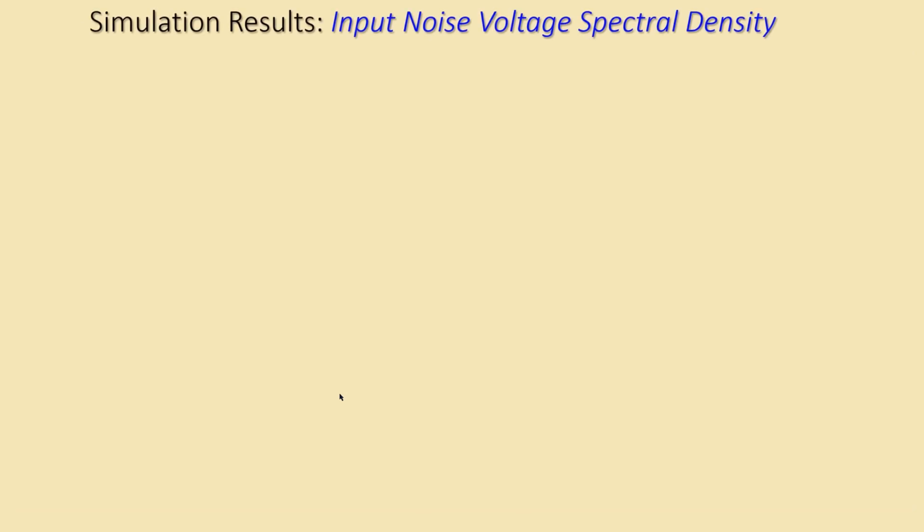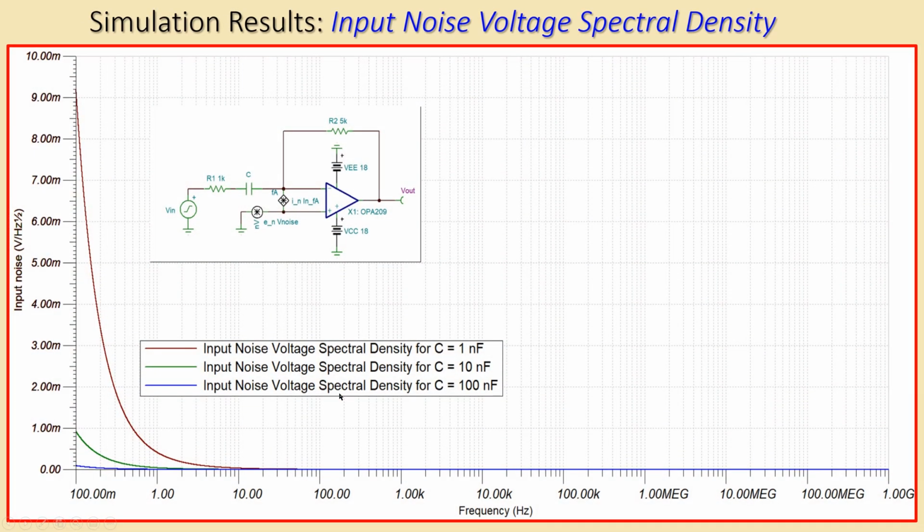Okay, now the next one is the input noise voltage spectral density. You can see for each capacitor value that we have a dark red line, which is for the capacitor of 1 nanofarad, this is for 10 nanofarads, and the blue line is for 100 nanofarads. Now, if the capacitor value is increasing, you will have more filtering. That means you have less input referred RMS noise voltage.